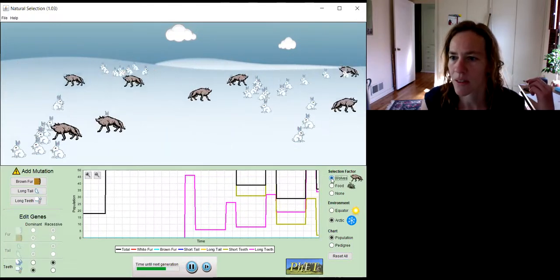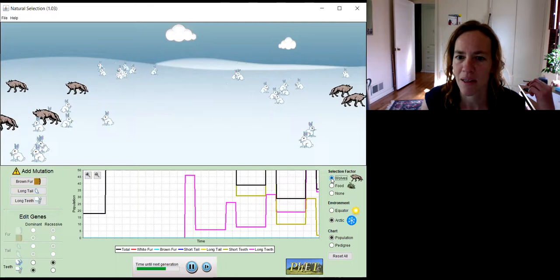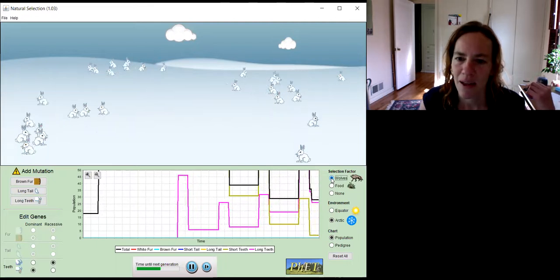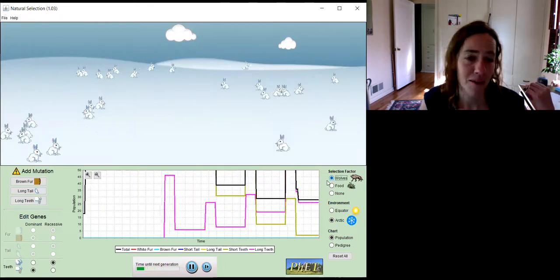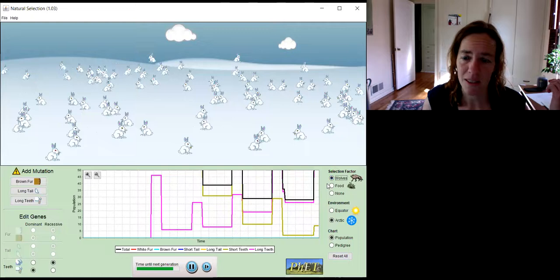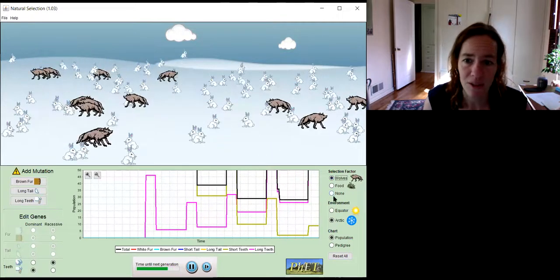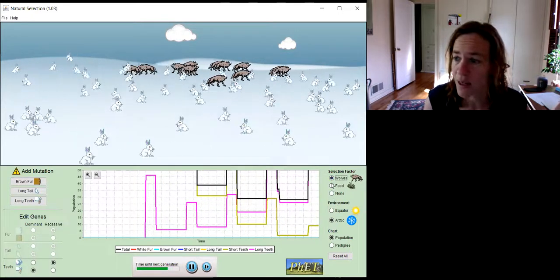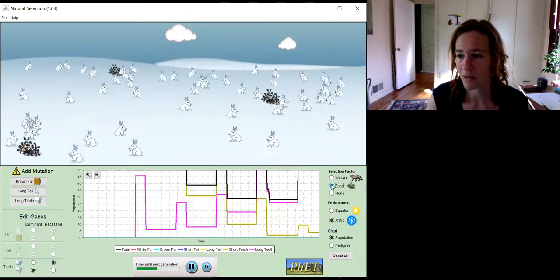If we add the wolves here, I'm curious to see what happens. They don't seem to have much of an effect on this particular characteristic. Having long versus short teeth doesn't really affect whether wolves eat you or not, but it does affect how you respond to a food source.